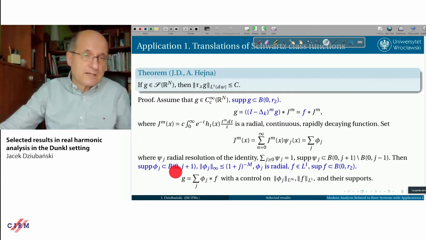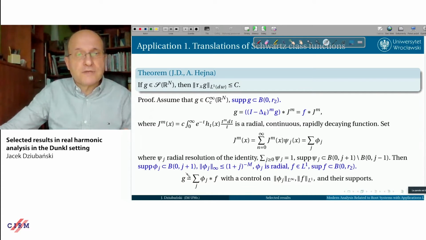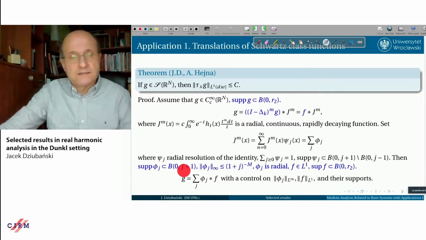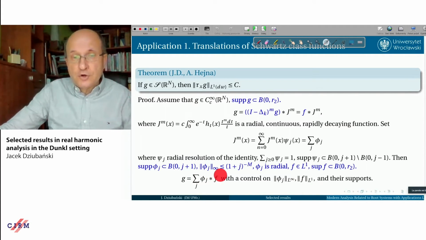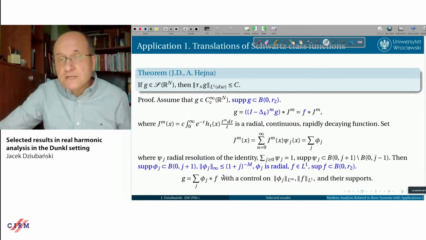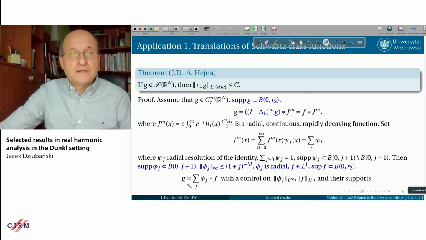Phi j, for example, are supported in a ball centered at 0 and radius j+1, or we may take a dyadic decomposition, whatever. Their infinity norms are rapidly decaying because we have here j to the power negative m. They are radial. The support of f is the same as the support of g, because this is just a Dunkl differential operator applied to the function g. We have L2 convergence, so we may just write the function g as a sum of phi j convolved with f.